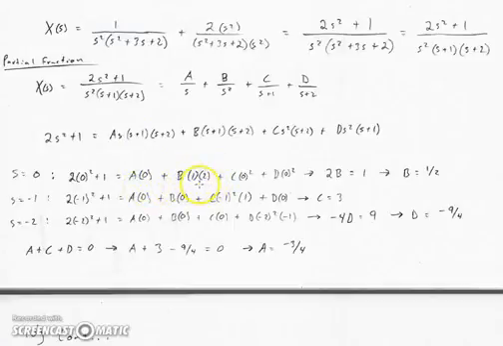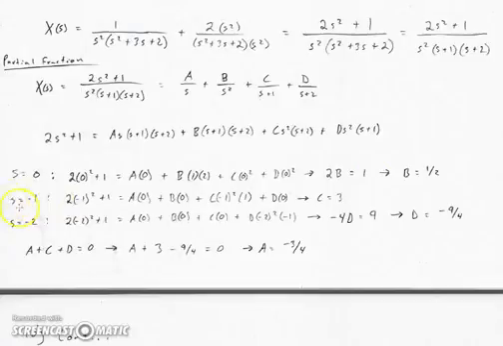B times 1 times 2 plus C, which is also 0 because s is 0, and D, which is 0 because s is 0. So you're left with 2B equals 1, which makes B equal to 1/2.